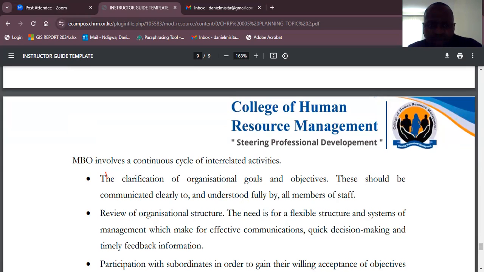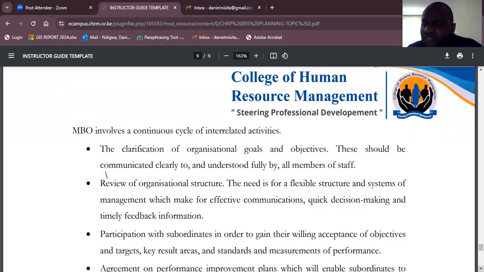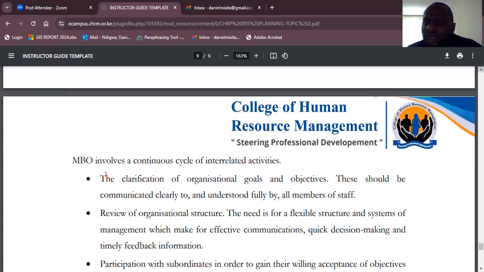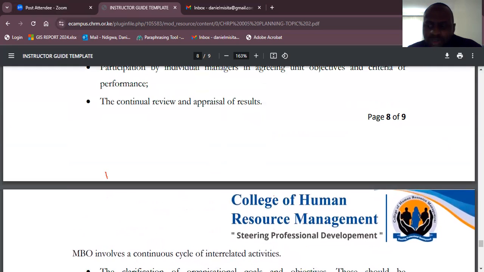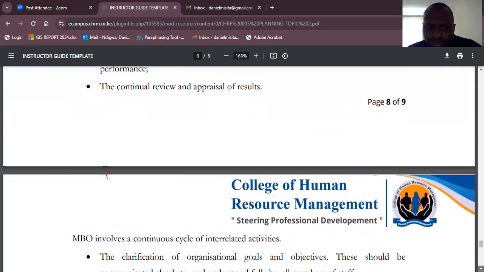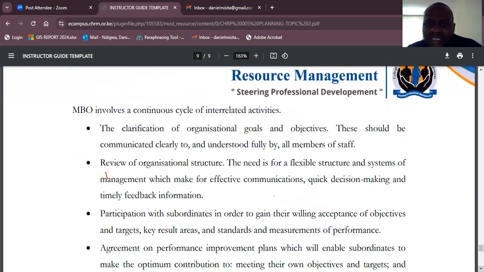Management by objective involves a continuous cycle of interrelated activities. So we have different activities that are related with each other, but the main focus here is to be able to maximize those activities so that you can achieve your goals in the best way possible. And by interrelated activities, these are activities that might seem similar in nature, and you're trying to merge these activities together so that you can maximize.